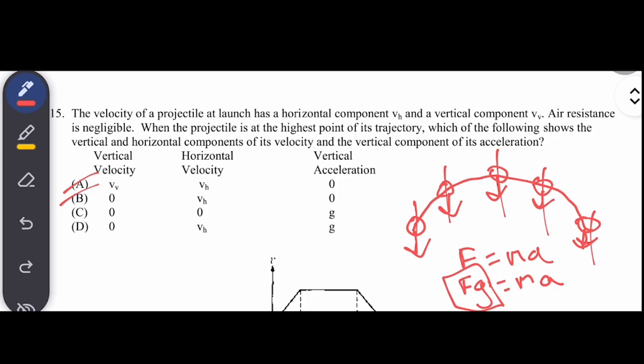But here we can see that air resistance is negligible, meaning that there is no force acting on the object in the horizontal direction, meaning it's going to keep that constant velocity of VH. And looking at our choices C and D, we can automatically choose D as our option and cross out C, because C says that the horizontal velocity would be 0, but we know that the horizontal velocity would just remain VH constant because there's no forces acting on it.